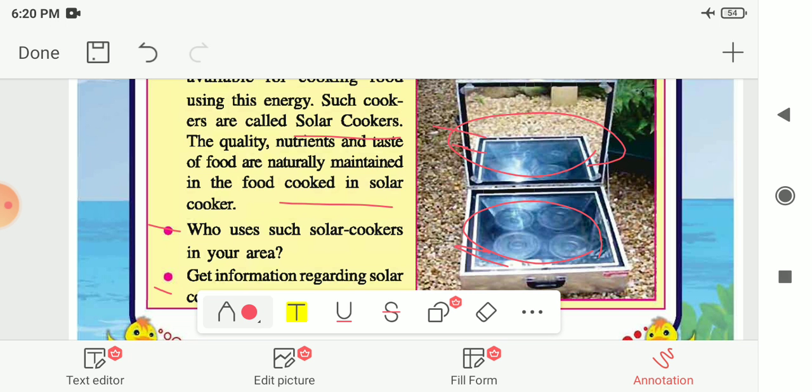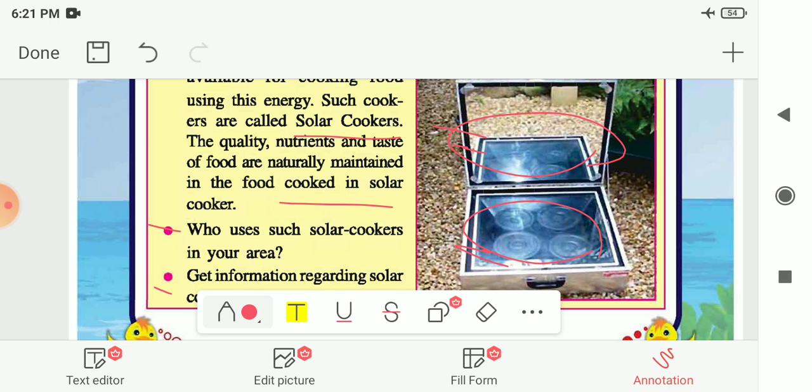So this is one use of solar energy. The other uses of solar energy are the solar water heater and solar panels. In a solar water heater, people heat or boil water using solar energy. And in solar panels, people produce electricity from solar energy, or sunlight. So these are some of the applications of solar energy: the solar cooker, solar water heater and solar panels.